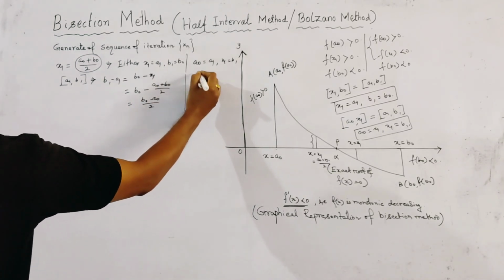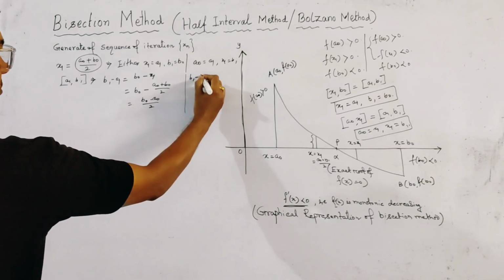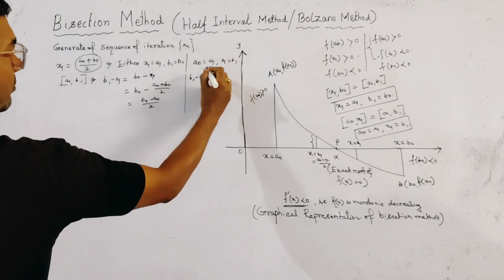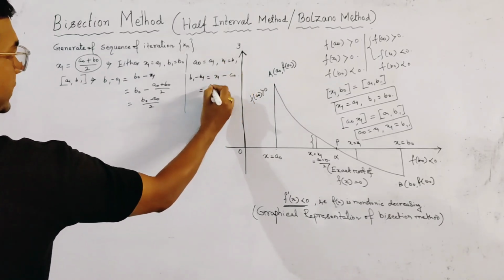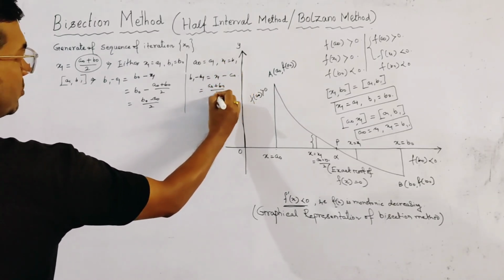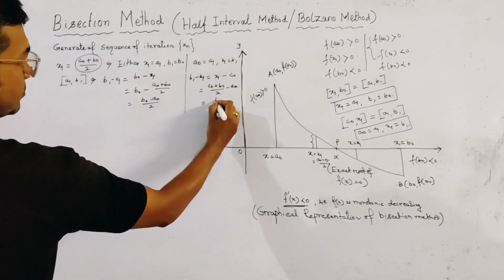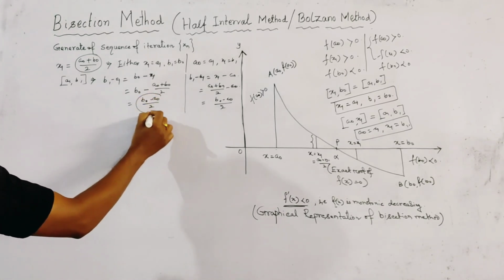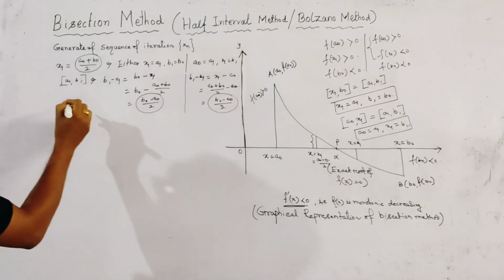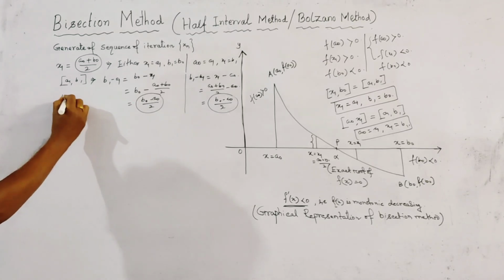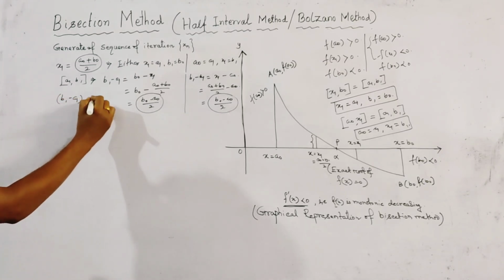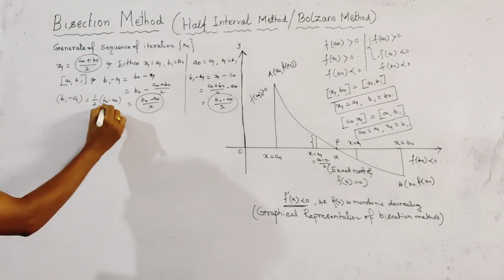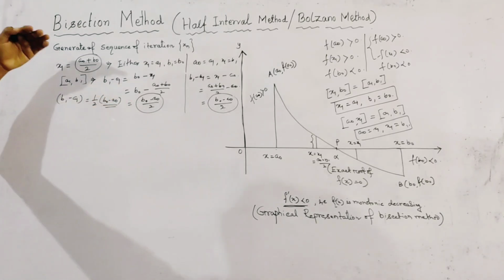And similarly, if we find the length in the other case, b1 minus a1 is given by b1 means x1 minus a1 means a0, and this is a0 plus b0 by 2 minus a0, that is b0 minus a0 by 2. Okay, so it is clear that in both cases the length of the interval b1 minus a1 is half into b0 minus a0, that is half the length of the previous interval.